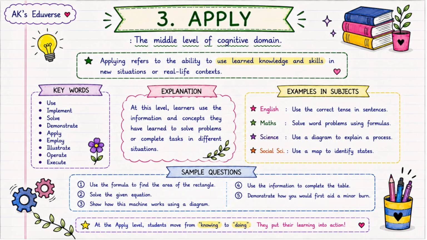So the teaching tip here, I would say, is instead of giving only textbook questions, give students real life situations. For example, if a shop gives 20% discount, can you calculate the final price? So this helps students apply their knowledge confidently. Whatever they remember and whatever they understood, they will apply in this level.